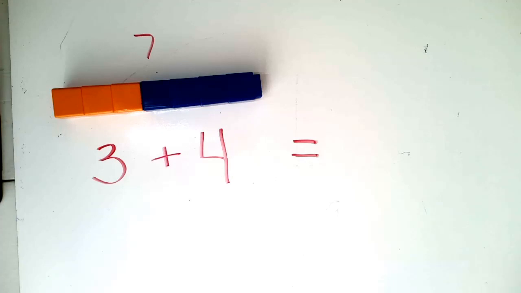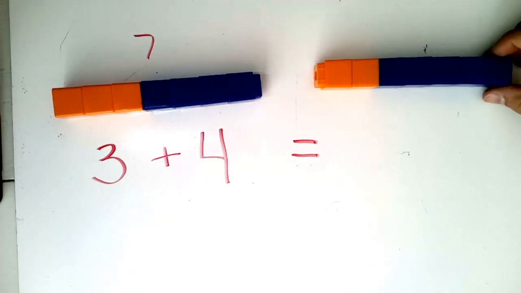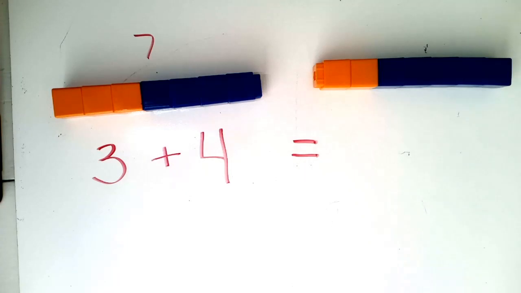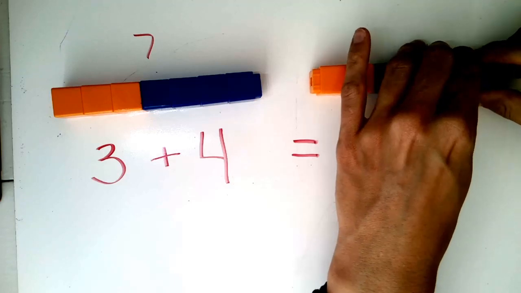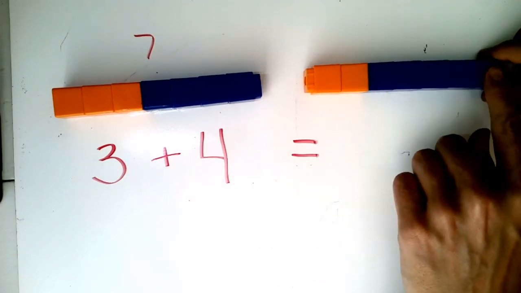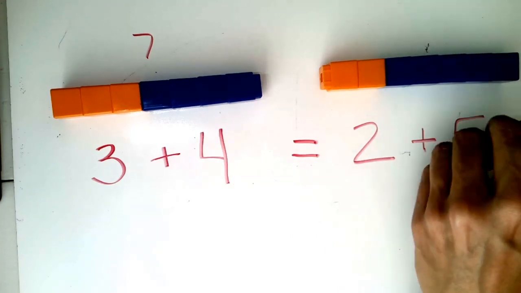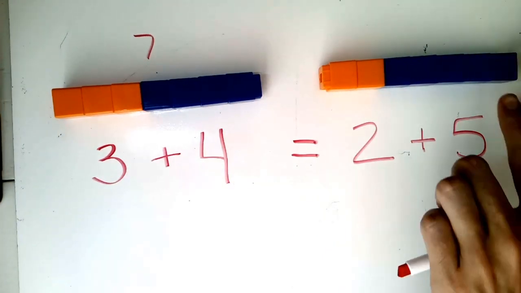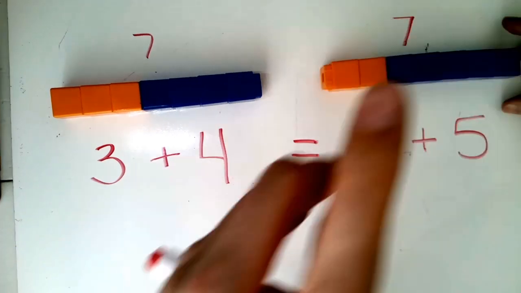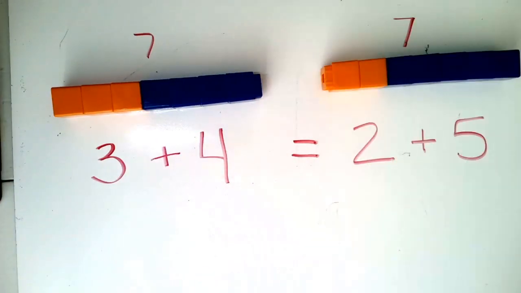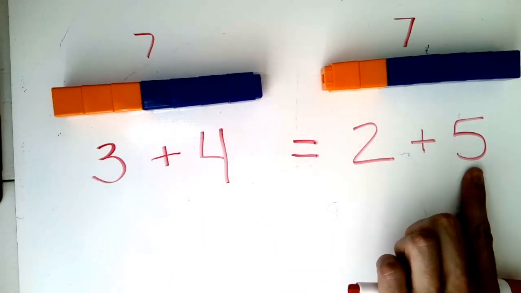Now, here's what I came up with. Check that out. It might be kind of hard to count my blue cubes because now they're kind of dark. But I have 2 and 5. 2 and 5 make 7. I could count up like this, 5, 6, 7. Yep, that's equal. 7 is the same as 7, right? So 3 and 4 is equal to 2 and 5.